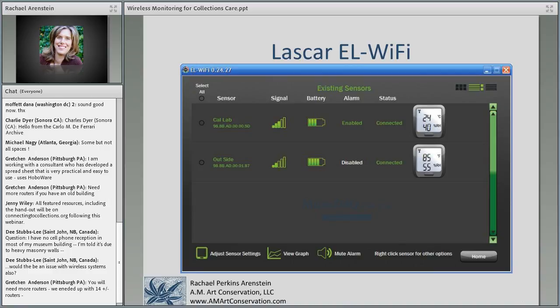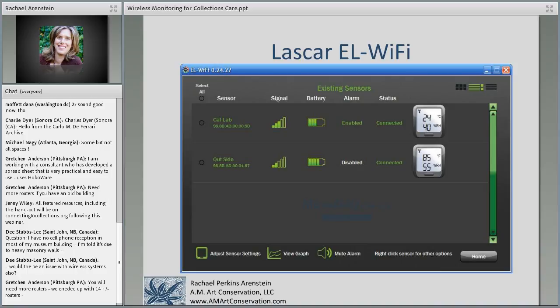And then once your systems are up and in place, you can look at them. You can get your real-time data on a screen that looks like this. So you can see what's going on. You can check your signal strength, battery life, and alarm status, and all of that from your desktop.